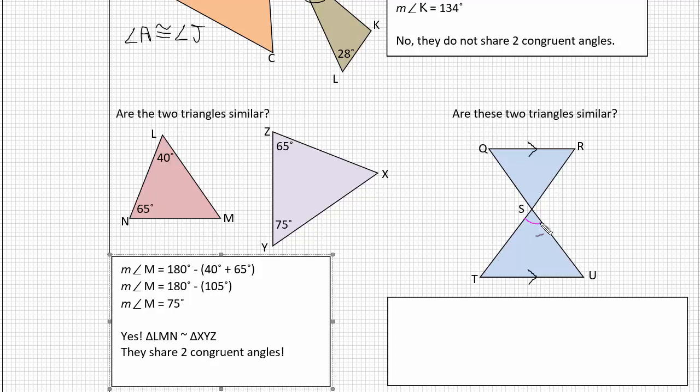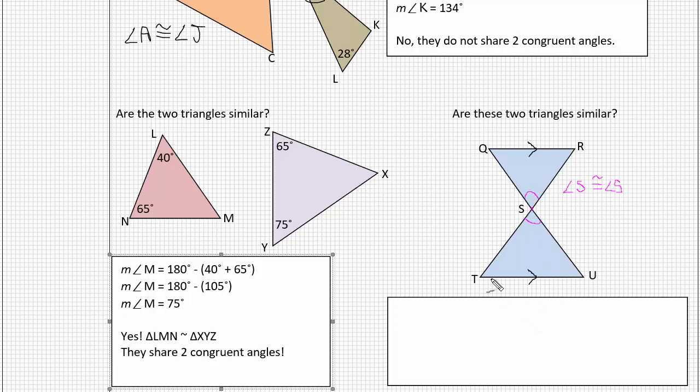Angle S, actually. We have two angles. This is a set of parallel lines cut by two transversals. So we know that these two vertical angles have to be congruent. So angle S is congruent, with an equal sign, to angle S. And that is because they are vertical angles. They are opposite and they share a vertex.